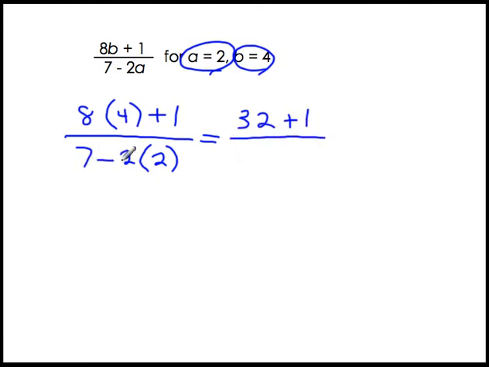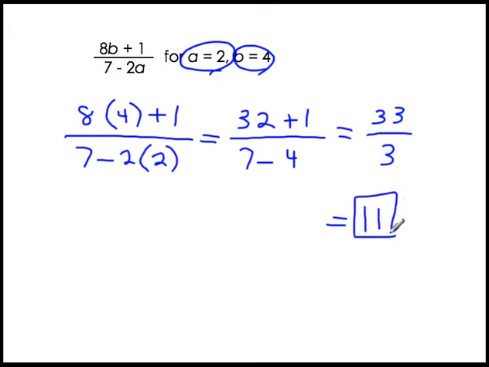Down here, multiplication again has to come first. So 7 minus is going to carry over. 2 times 2 is 4. Okay, we'll continue on. 32 plus 1 is 33. Over 7 minus 4 is 3. Now I can do the division. 33 divided by 3 is 11. Okay, so follow the order of operations on the top, follow the order of operations on the bottom, then do the division at the end.